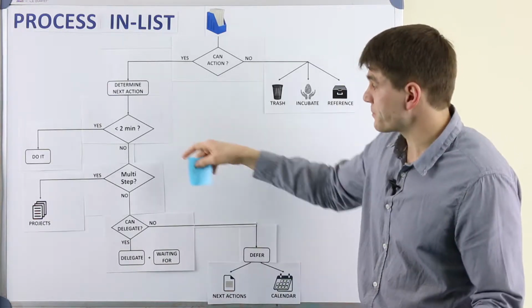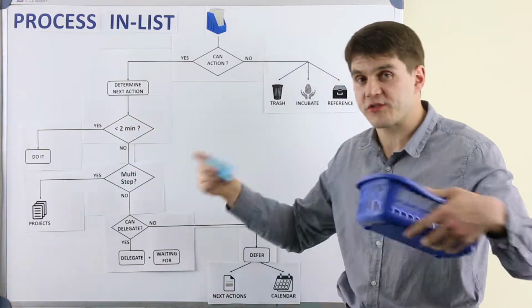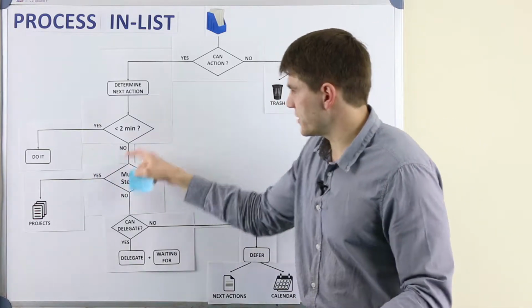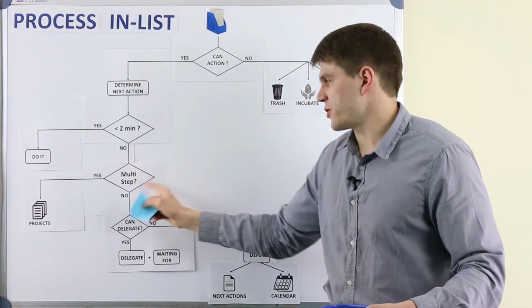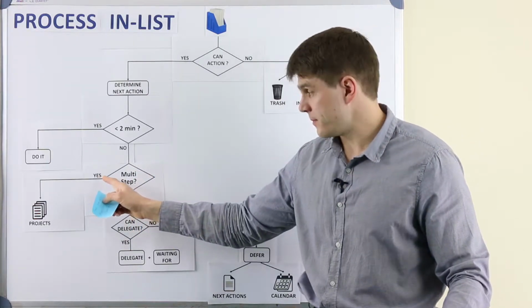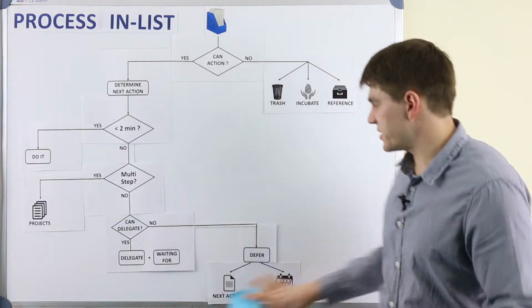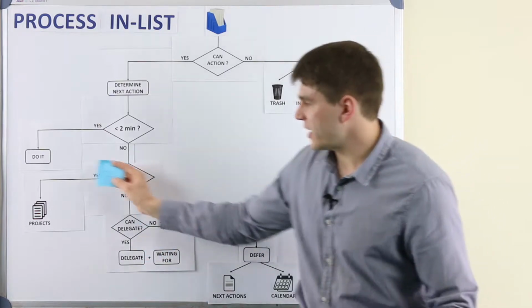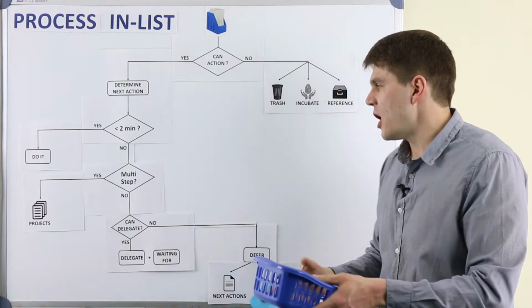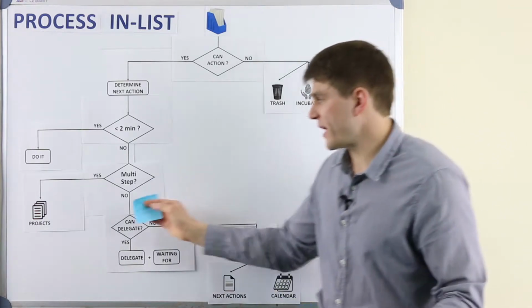So you write it down and you evaluate it again. Less than 2 minutes, no way. It's going to take a lot of time to roll out a new marketing campaign properly. So you go here, and here another question. Multi-step? And in this case, it is multi-step. There are too many actions here. So instead of logging it in your action systems or delegating it, you add it to a list of projects. Again, it could be a category in your application, or it could be a folder, whatever works for you. But you log it as a project.